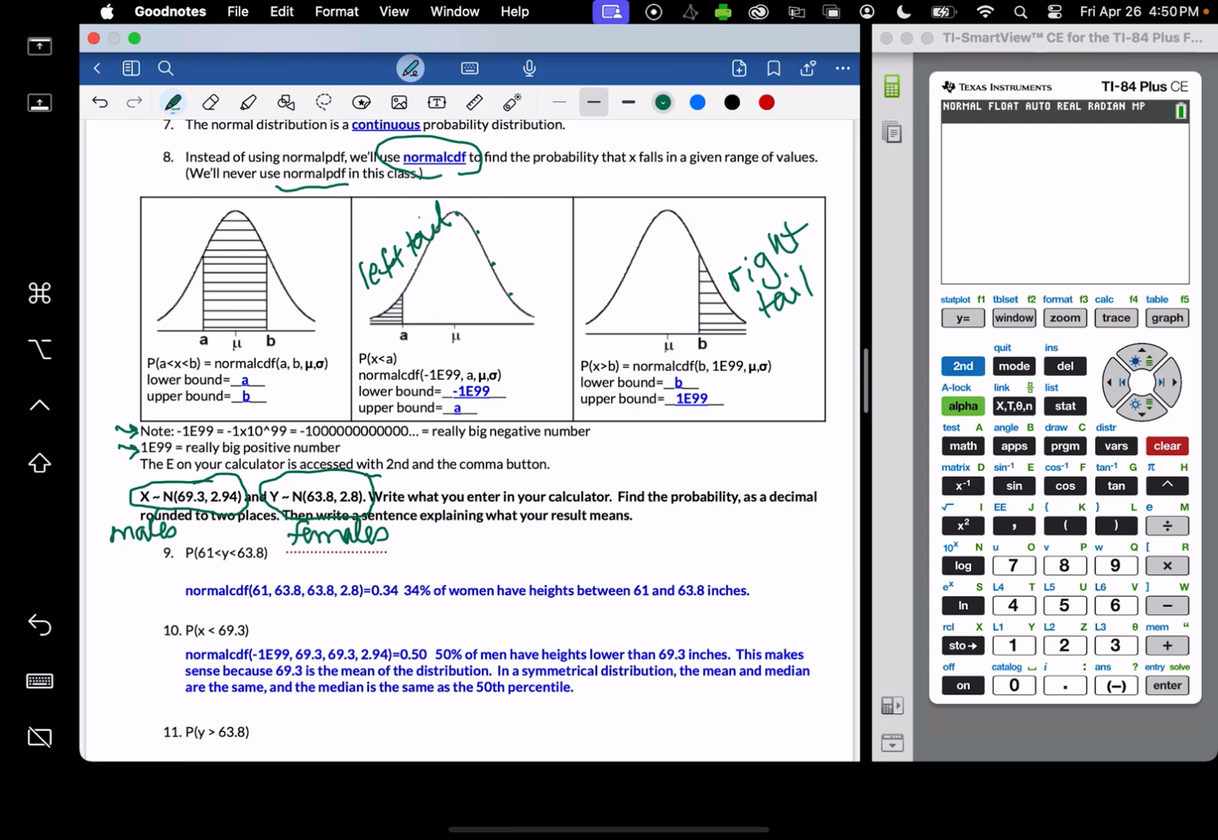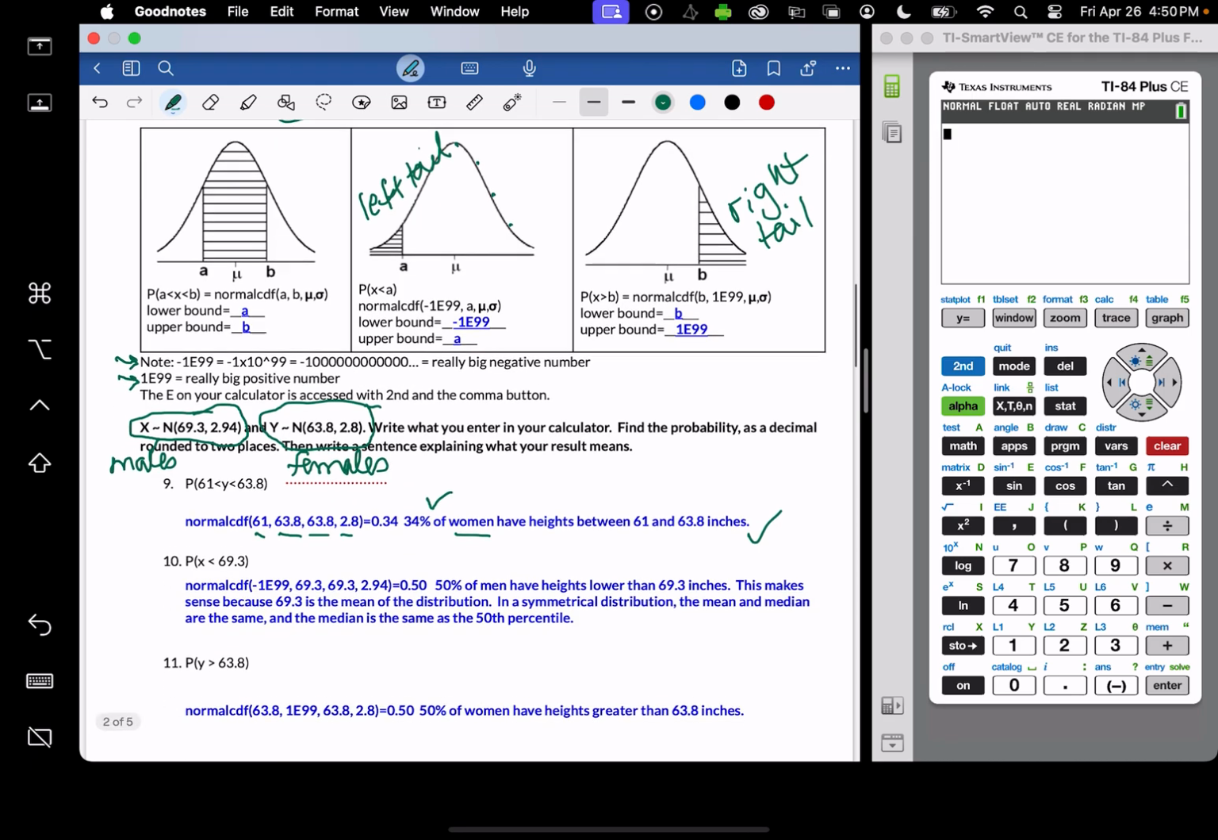Okay, so find the probability that y is between 61 and 63.8. So these are the females. Got our lower bound and our upper bound. And then we put in our mu and our sigma. So 34% of women have heights between 61 and 63.8 inches. And I do want you to be able to write a sentence explaining your answer on almost any problem, because there's always a story in statistics.